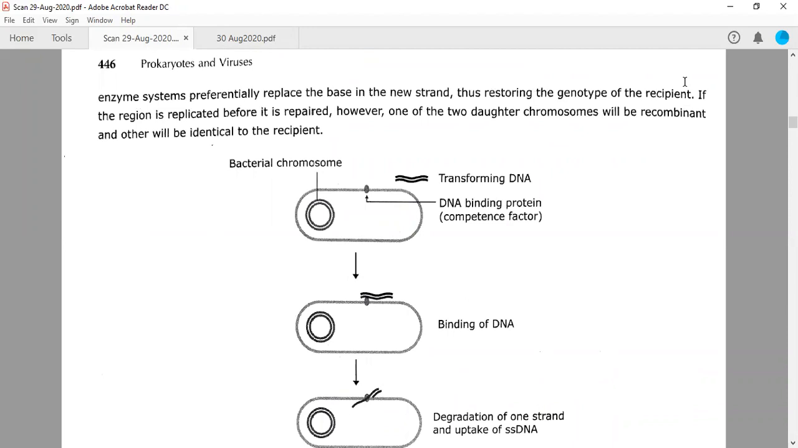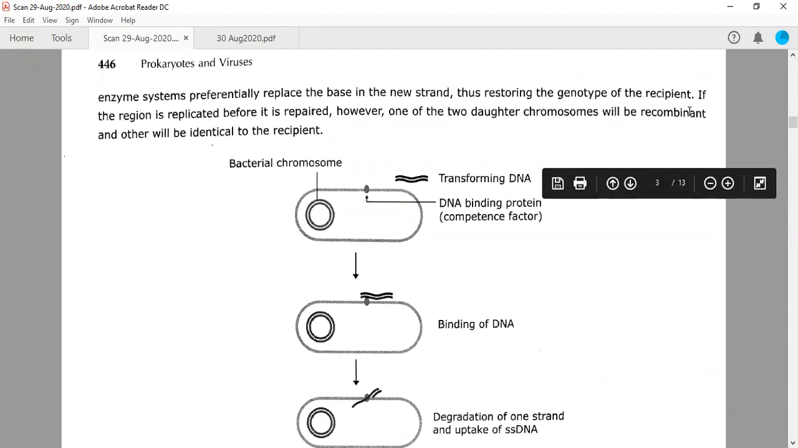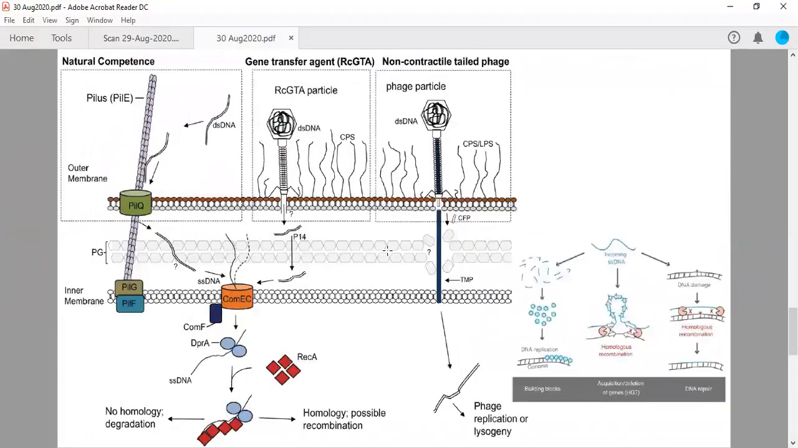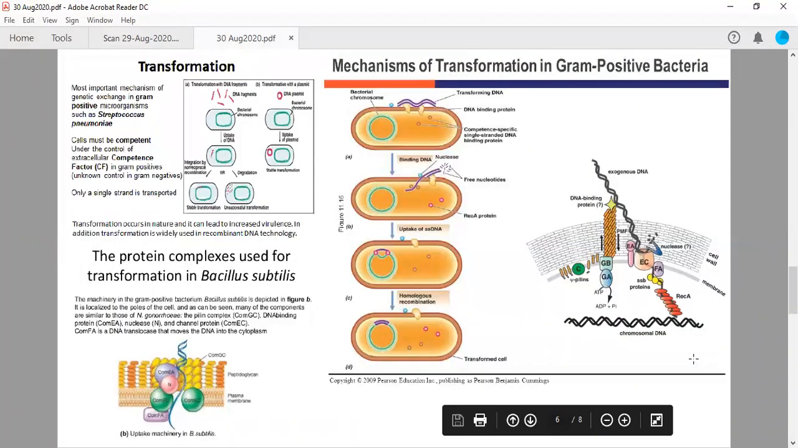If the region is replicated before it is repaired, however, one of the two daughter chromosomes will be recombinant and the other will be identical to the recipient. What he is saying is, as I told you, it will be repaired by some DNA repair enzymes. But suppose this is present in this heteroduplex form.